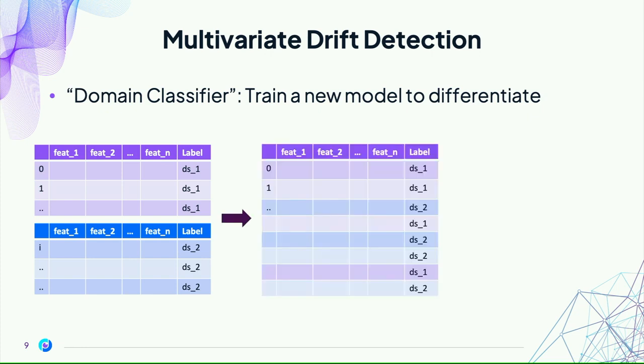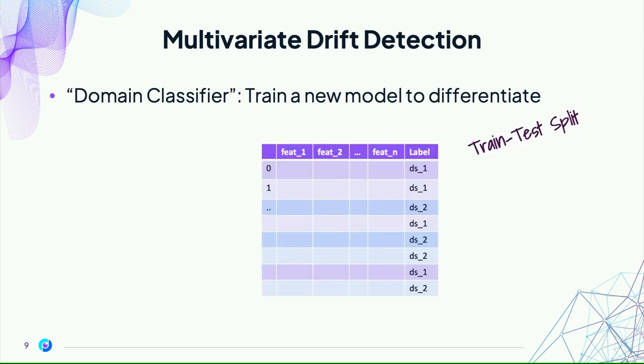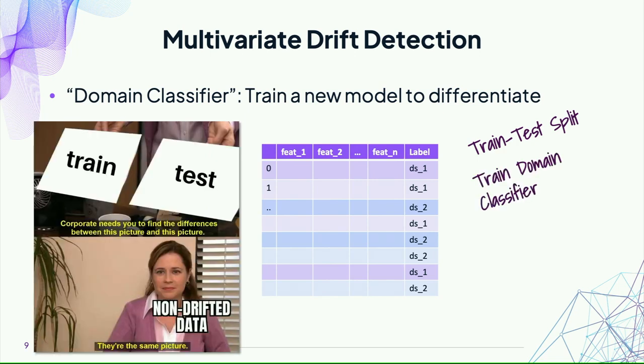We join them together into a single data set, do a train-test split so we have an unbiased evaluation, and train a domain classifier. If the domain classifier, which is just a model, it could be a random forest or XGBoost model, any kind of model, if this model can't tell the difference between train and test, it does not succeed in the task we're training it to do. It means probably we don't have any significant drift in the data set.